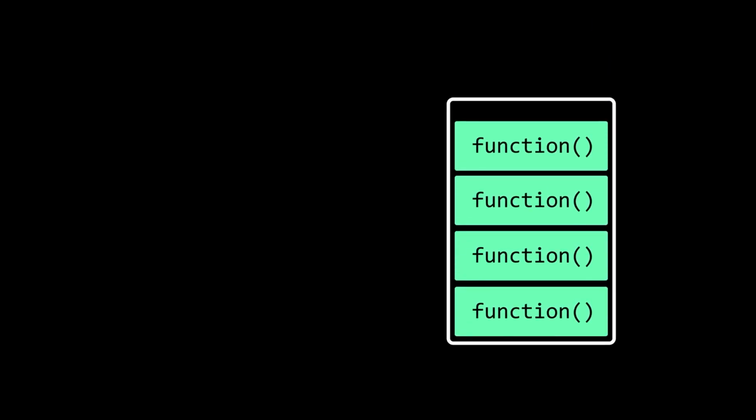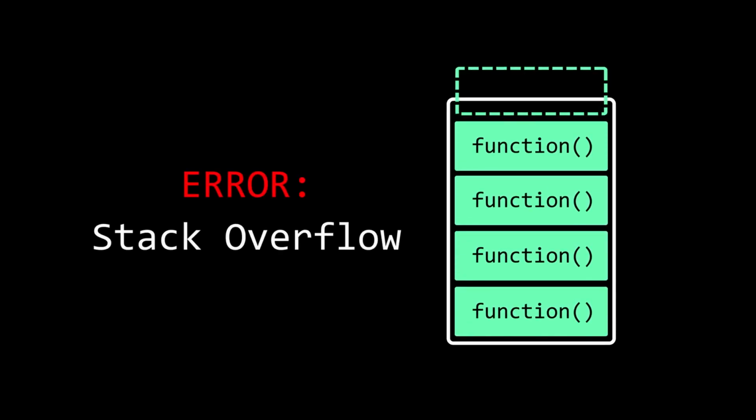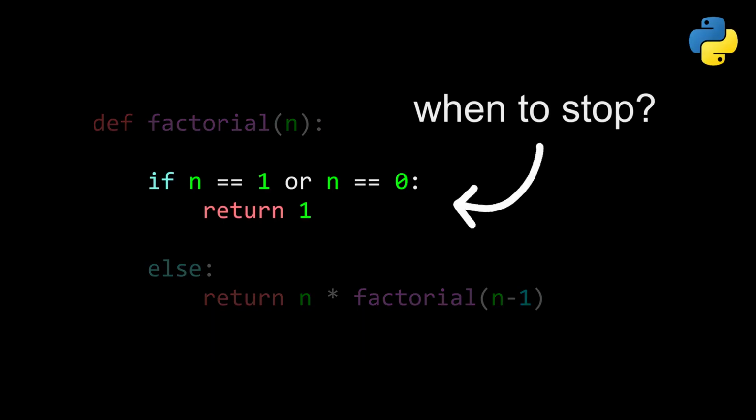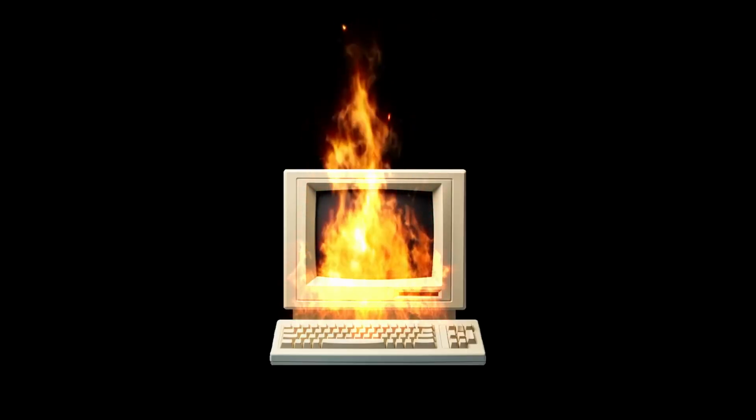This means that it keeps pushing more function calls onto the call stack until stack memory is exceeded in a stack overflow. That's not optimal. To stop this, you have to add a base condition to a recursive function which defines when to stop. Only then will the function calls be executed without crashing your PC. Recursion is cool, but it can be pretty expensive time and space-wise.